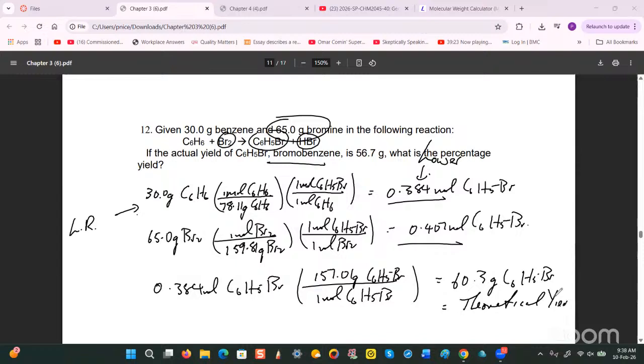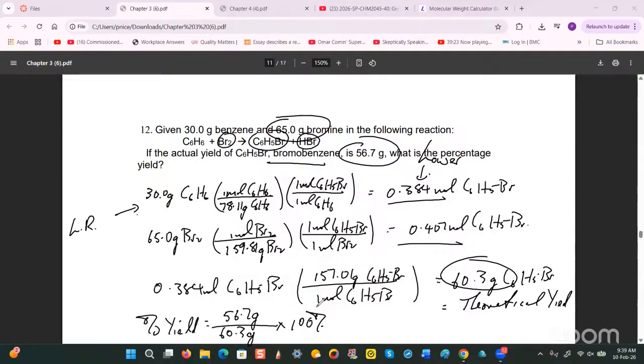So the question is asking for the percent yield. So the percent yield is equal to the actual yield, which is 56.7 grams, divided by the theoretical yield, which is 60.3 grams, multiplied by 100%. So let's see here, 56.7 divided by 60.3 times 100. And according to my calculations, this works out to be equal to 94.0%. And that's how you do a typical percent yield type of question.